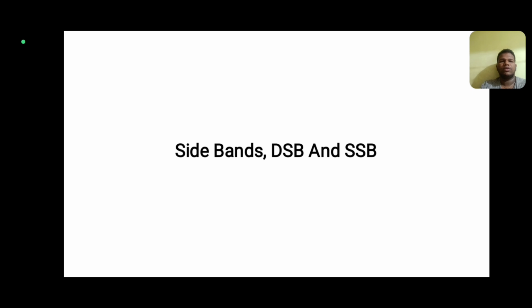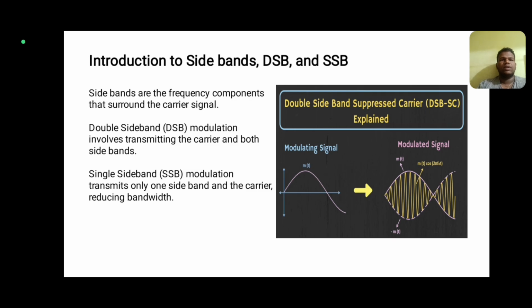Today we will talk about sidebands, double sidebands and single sidebands. Introduction to sidebands. Sidebands are the frequency components that surround the carrier signals. Double sideband modulation involves transmitting the carrier and both sidebands. Single sideband modulation transmits only one sideband and carrier, reducing bandwidth.